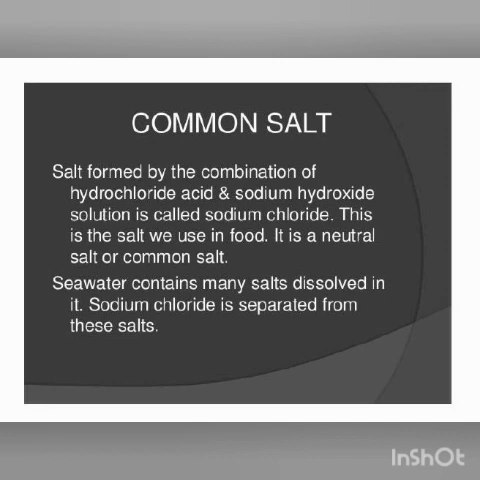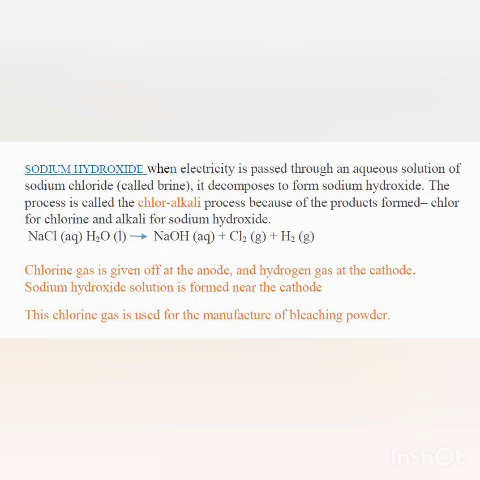Now, common salt is a raw material for chemicals, which means many chemicals are formed using common salt as the basic or the main raw material. And those chemicals are sodium hydroxide, baking soda, washing soda, bleaching powder, and many more. So let us see a few of the chemicals which are formed using sodium chloride as the main raw material.